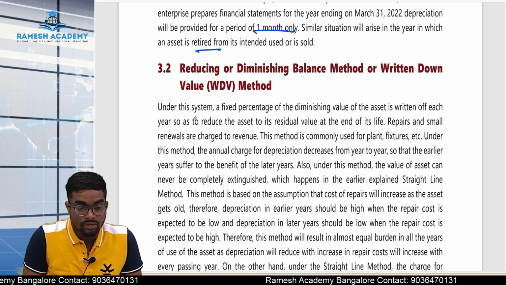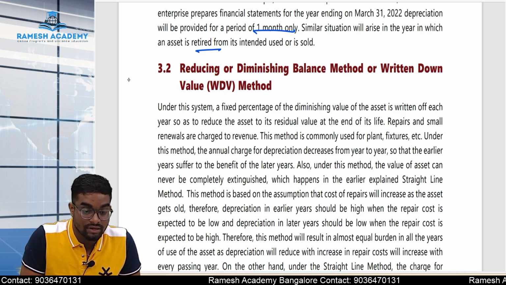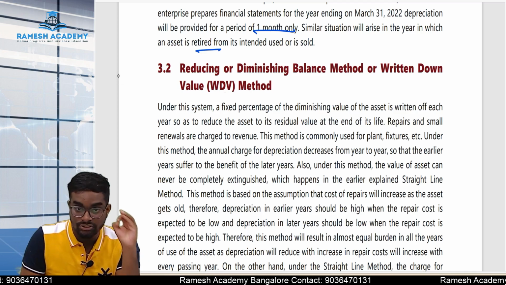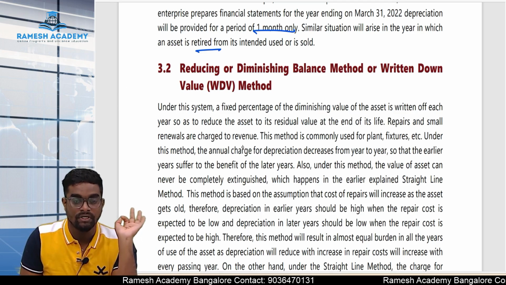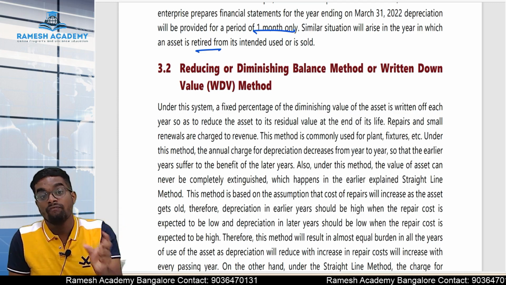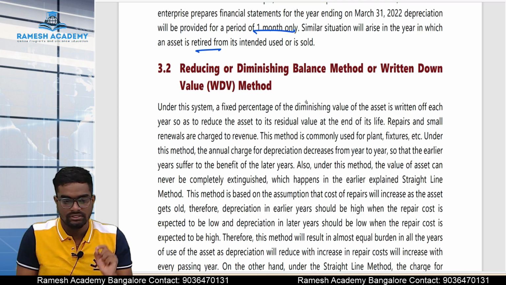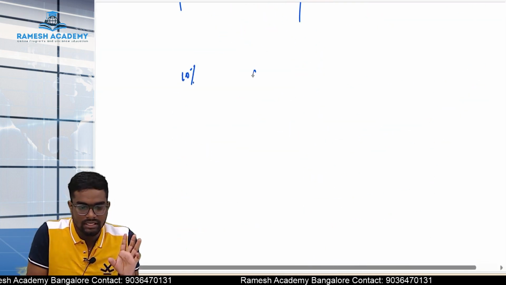So next we have reducing or diminishing balance or written down value. So we have three names: reducing balance, diminishing balance, or the written down value. All the three are same. So here the fixed percentage of depreciation will be there, or we will be charging on the written down value, which means, see example, now the rate of depreciation is 10% and the value is 1000.